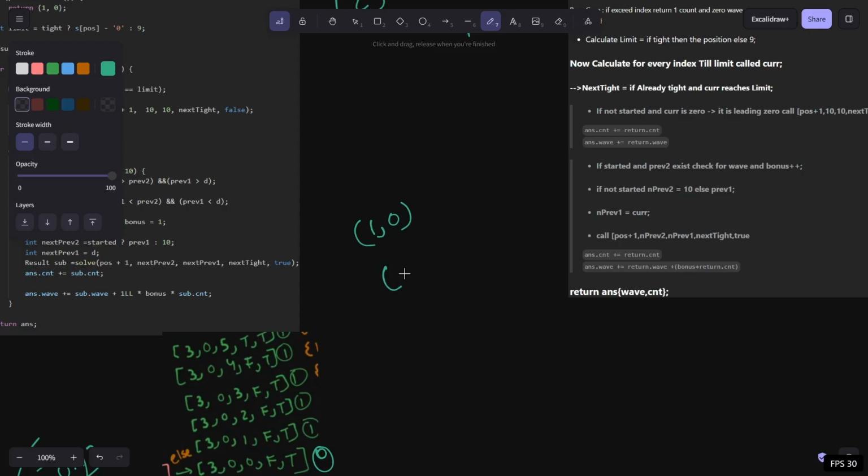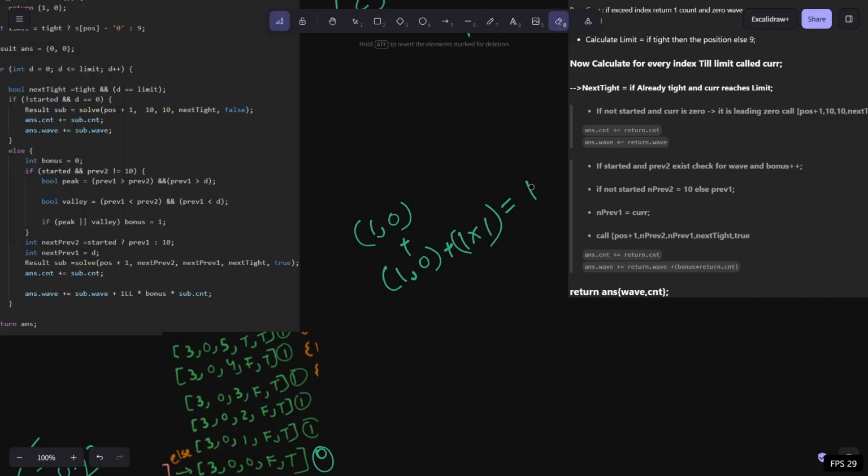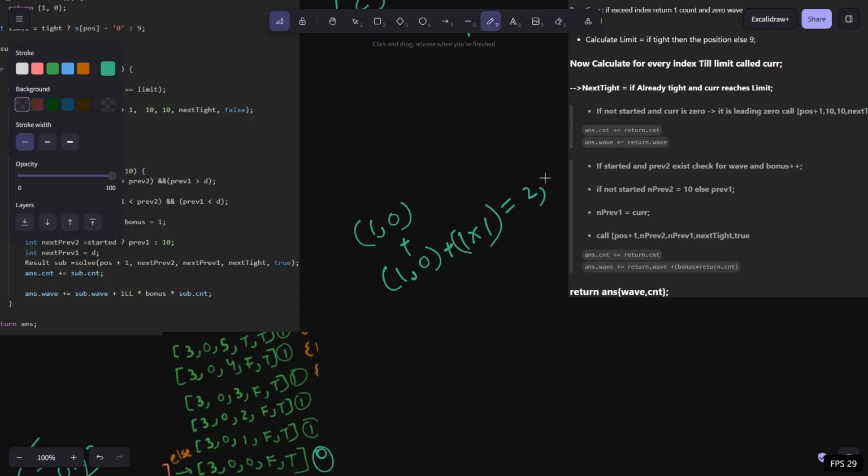So it also returns 1 comma 0, plus we have bonus 1. So we are going to do bonus plus count, and we got count equal to 1, so bonus plus count, and we're going to add this also. So now this becomes 2 comma 1. Okay, so from 2 comma 1, this is the first call, this is the second call, and this is the third call.